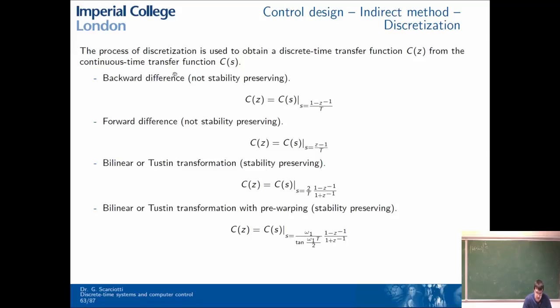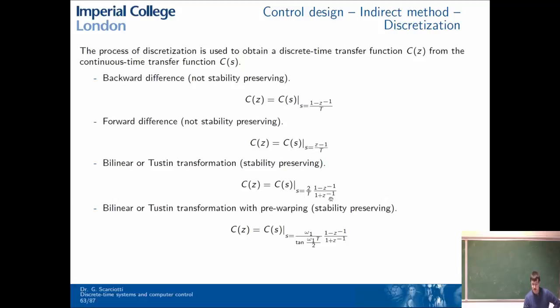So we have seen that the first two transformations, backward difference and forward difference, do not preserve stability, while the Tustin transformation preserves stability. However, we may want to try to find a different transformation that preserves stability, that has better properties with respect to other characteristics, okay? So the next transformation is basically a modification of the Tustin transformation in such a way as to preserve some additional properties. So the Tustin transformation, we saw, introduced some distortion.